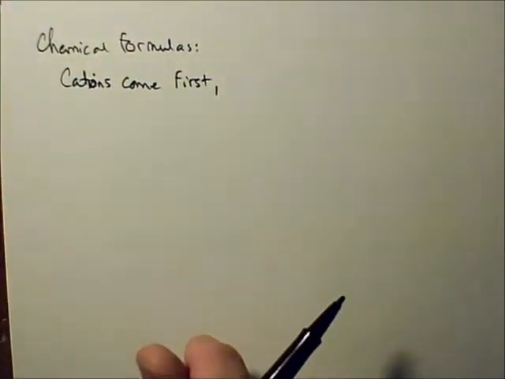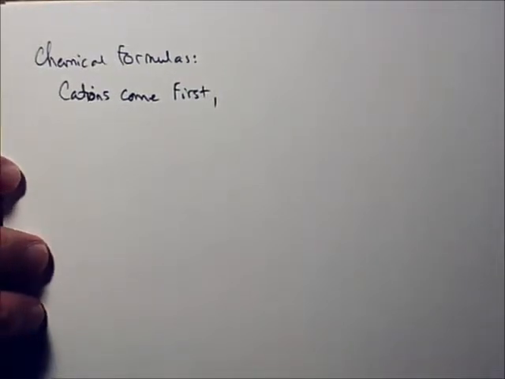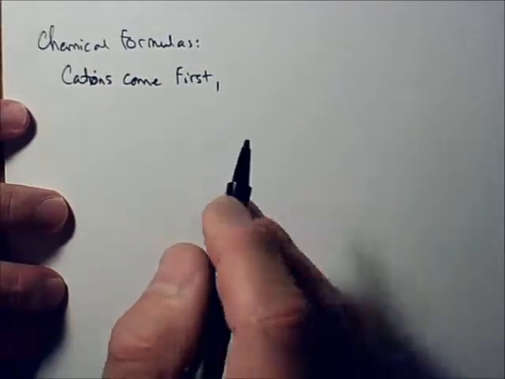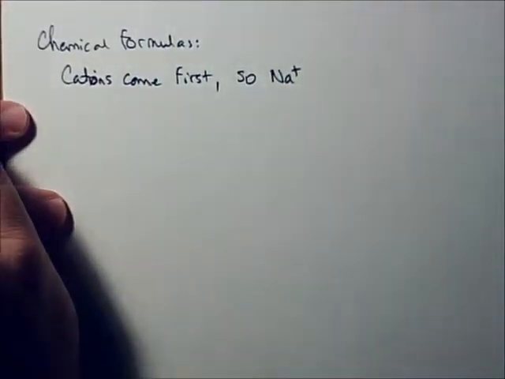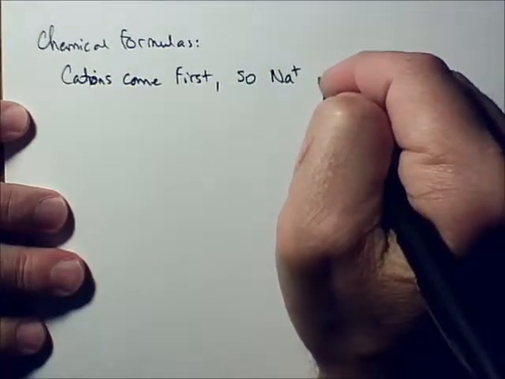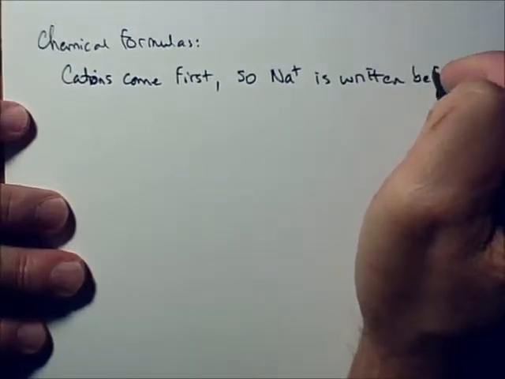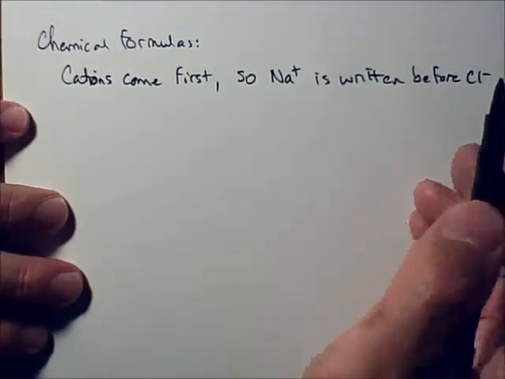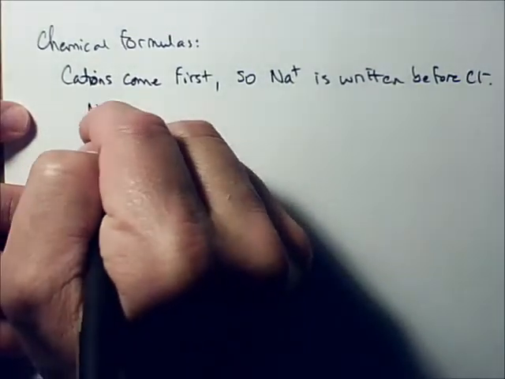When we're writing the names of formulas, or writing the chemical formulas, not the names of them, it applies to both the names and the formulas. Cations are written first, so sodium, which is the cation because it has a positive charge, is written before the chloride ion, an anion, and that's why we get NaCl.